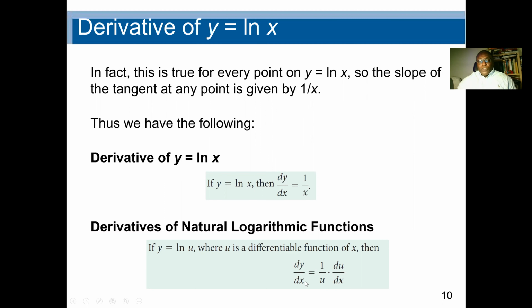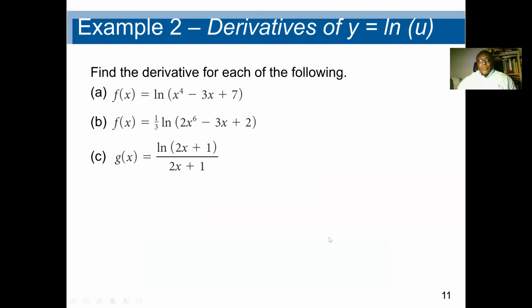Also, if we have a composite function, then the chain rule will apply. So we have 3 examples here. Hopefully this may help us. Let's go through the first example. We have f of x equal to natural log. A natural log means the base is e. So here we have natural log of x to the power 4 minus 3x plus 7.